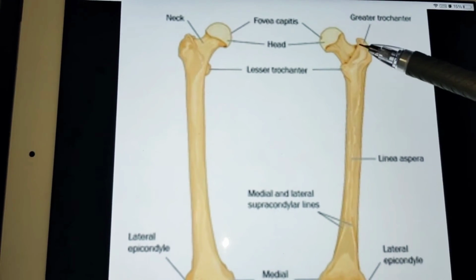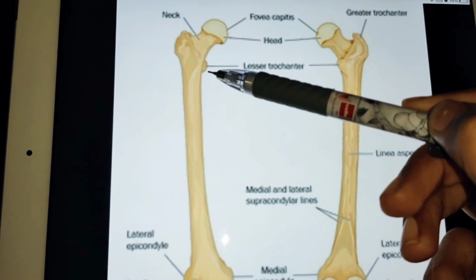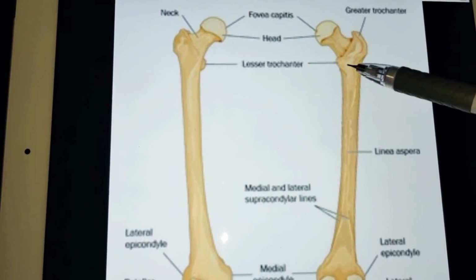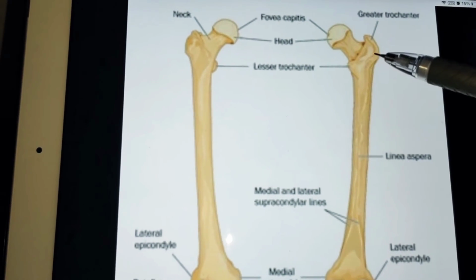Whenever you see the lesser trochanter, this side will be the posterior side. This side you can see it is like hiding, so this is the anterior side. You see this is the posterior side. You can see the lesser trochanter is located medially on the posterior side of the femur.